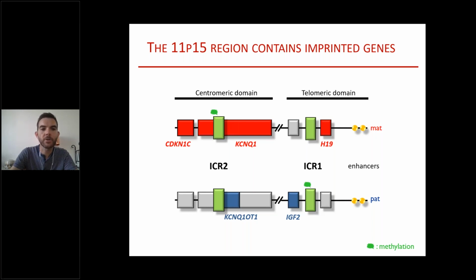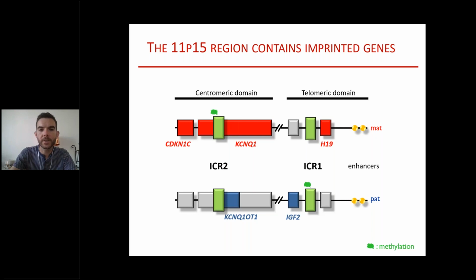CDKN1C is a strong negative regulator of cell cycle, so CDKN1C will reduce fetal growth. In the normal condition, CDKN1C is only expressed from the maternal allele, and its expression is controlled by another imprinting center region, which is called ICR2. And in the normal condition, ICR2 is only methylated on the maternal allele.